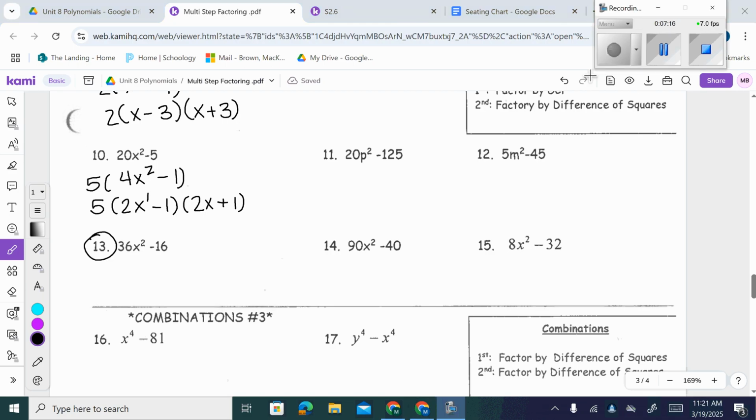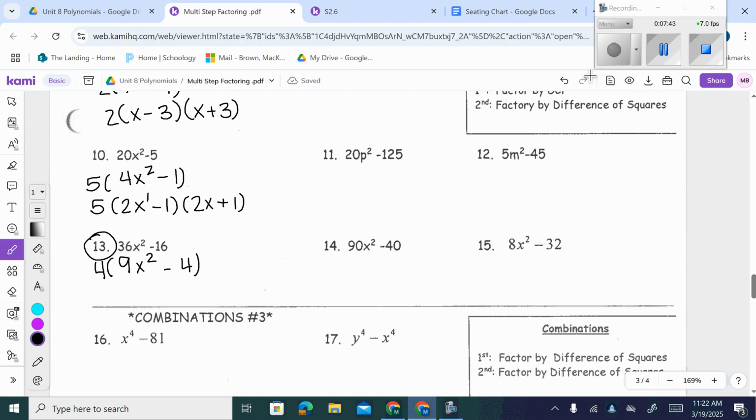Go into 16. No, so I'm going to take out a 4, and you can't jump too far ahead. Just take it one step at a time. What is this 36 going to become? A 9x squared minus, what's that 16 going to become? A 4. Yes. So we took it out, and people were trying to jump too far ahead.